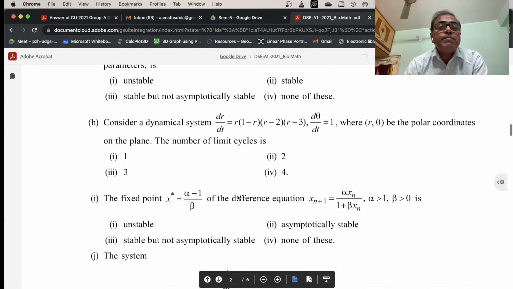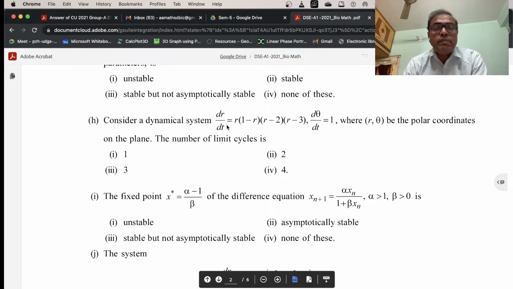Next, question H. Consider a dynamical system dr/dt = r(1 - r)(2 - r)(3 - r) and dθ/dt = 1, where r, θ are polar coordinates on the plane. The number of limit cycles is: option 1: 1, option 2: 2, option 3: 3, option 4: 4. The answer is option 3.